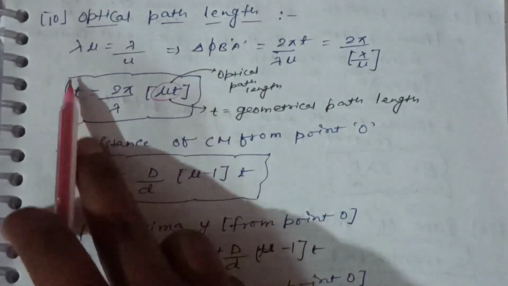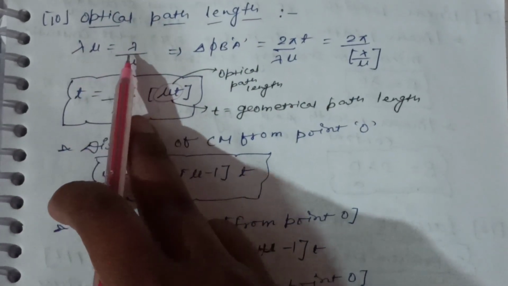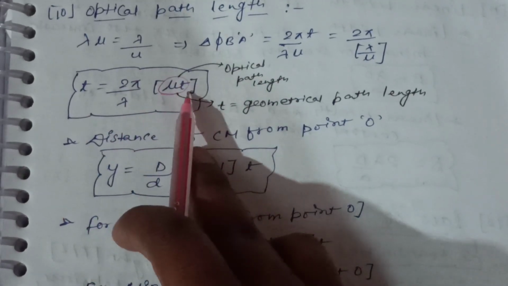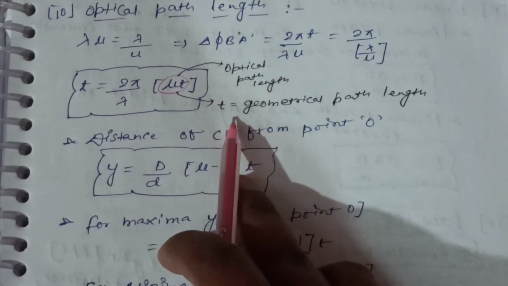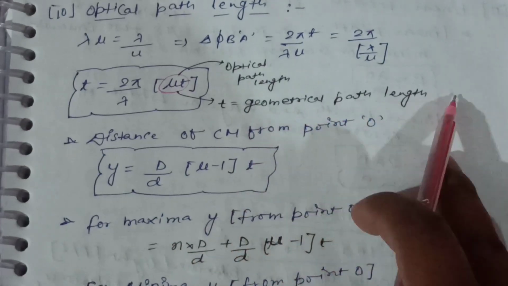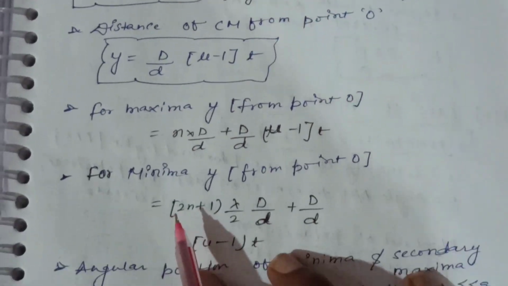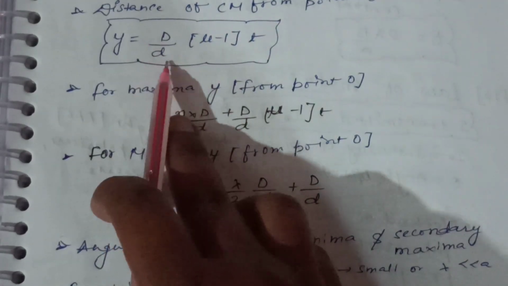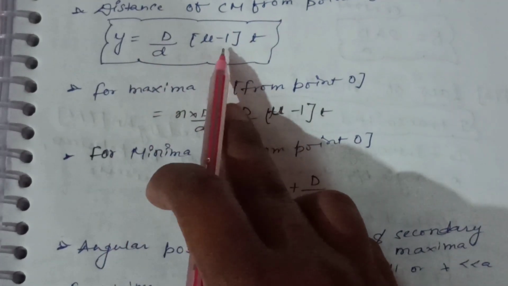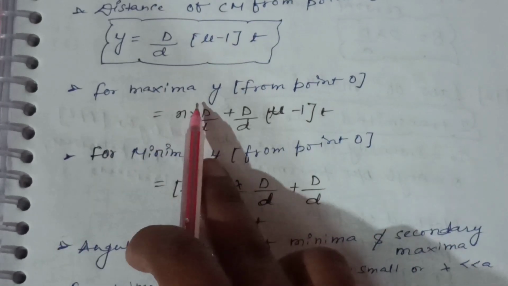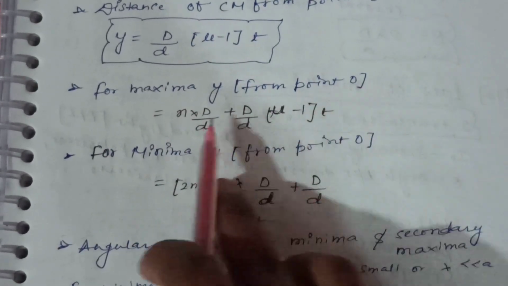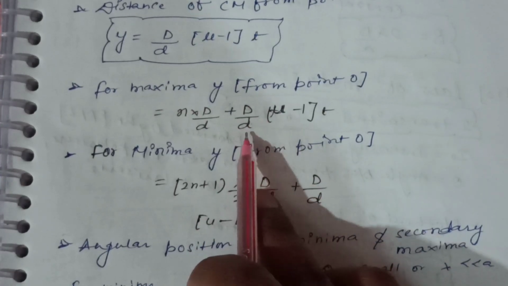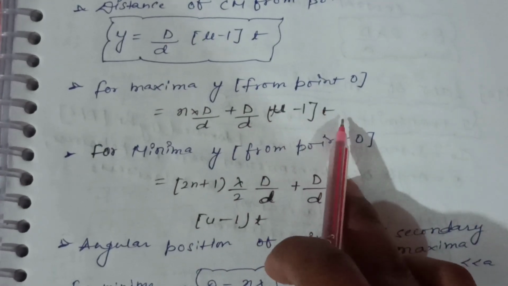Optical path length = μt, where λ_μ = λ/μ and phase = (2π/λ)(μt). Here μt is the optical path length and t is the geometrical path length. Distance of the central maximum from point O: y = (D/d)(μ − 1)t. For maxima, y from point O = nλD/d + (D/d)(μ − 1)t.